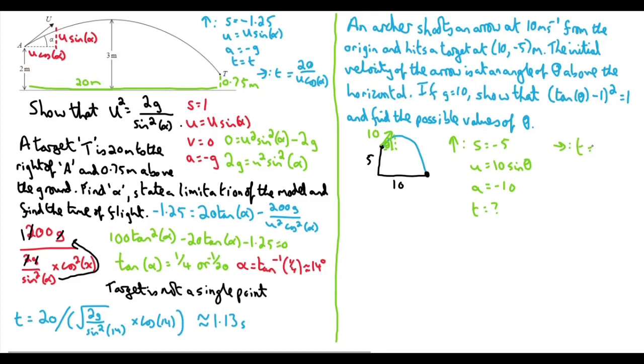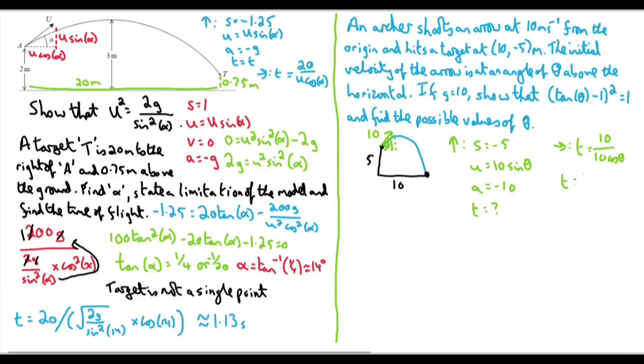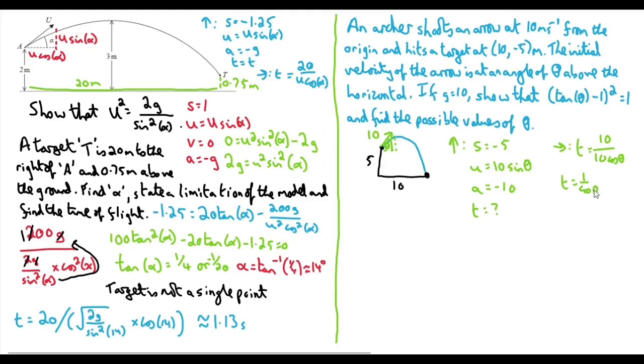So time equals, so the horizontal distance here is 10, and that would be over the horizontal velocity of 10 cos theta, which is just 1 over cos theta. Now that we have this, we could substitute that into here, so we can say that this t will be that same 1 over cos theta.